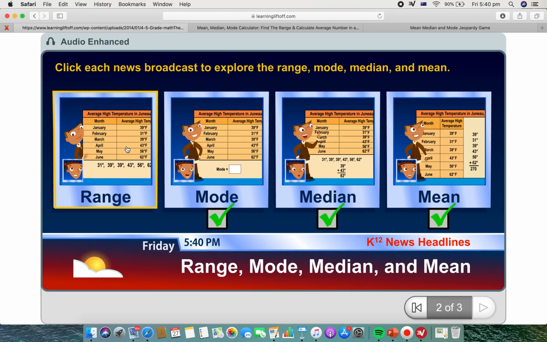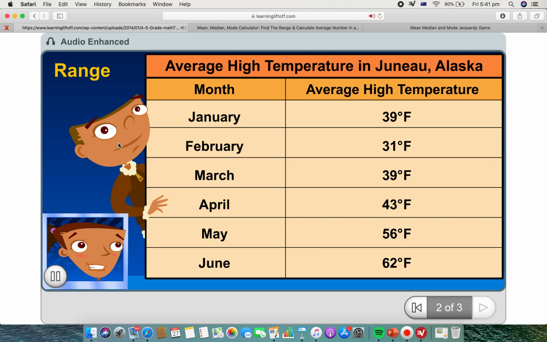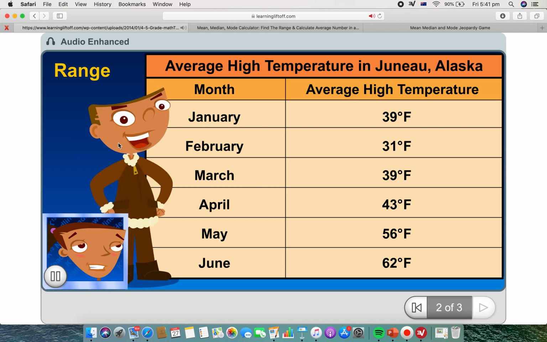All right, and the last one is range. So let's check out the range. Hello. Today we'll be exploring range. Alex, can you show us how to find the range for the data set of temperatures? Sure. Here's the chart that shows the average high temperature each month for 6 straight months in Juneau, Alaska.